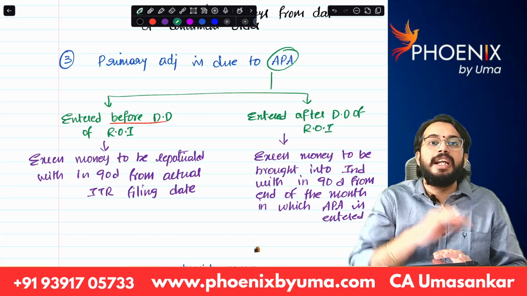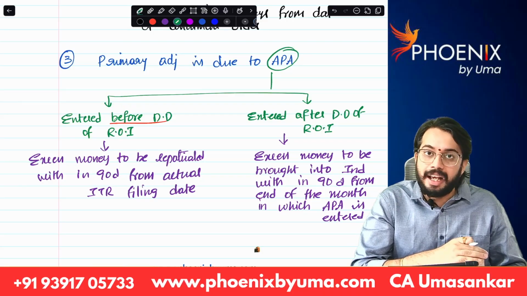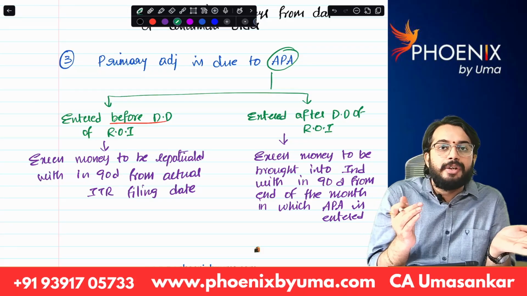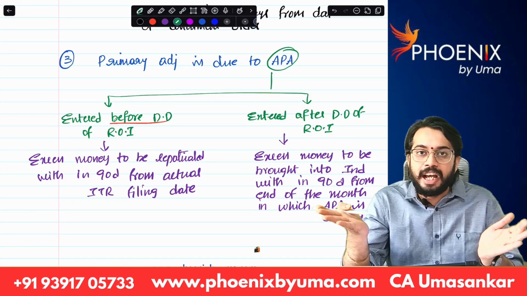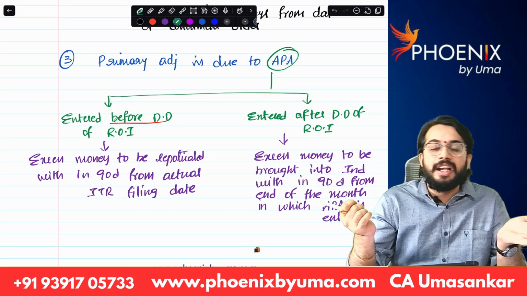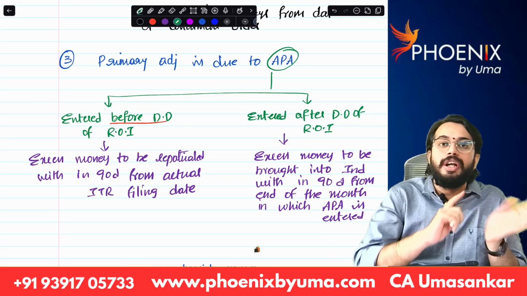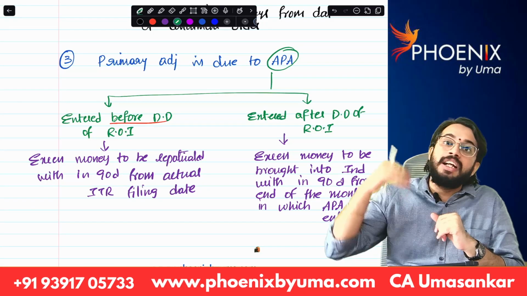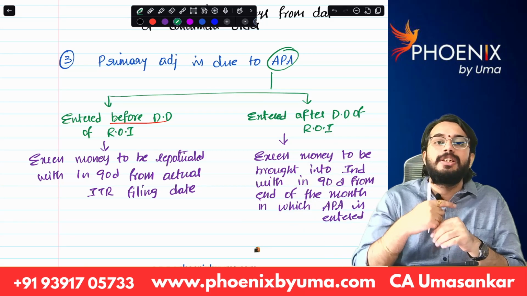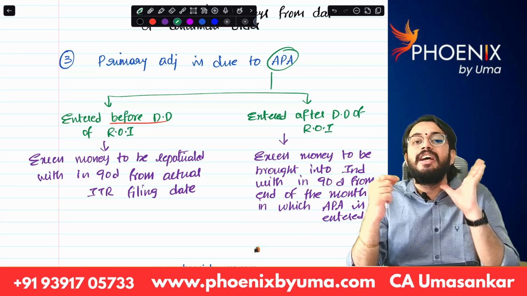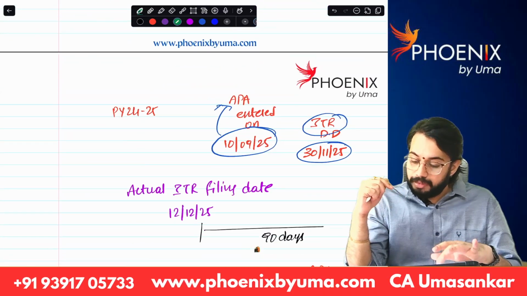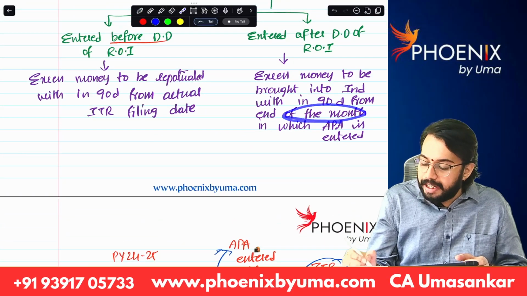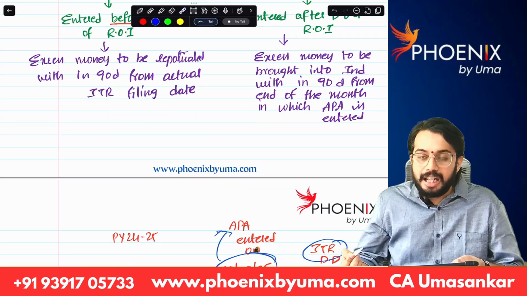Next, if primary adjustment is due to an advance pricing agreement, in that case we have to check whether the APA is entered before the ITR due date or after the ITR due date. If the APA is entered before the ITR due date, excess money is to be brought to India within 90 days from the actual ITR filing date. If the APA is entered after the ITR due date, excess money is to be brought to India within 90 days from the end of the month in which the APA is entered. Are you able to understand? This is the scenario.